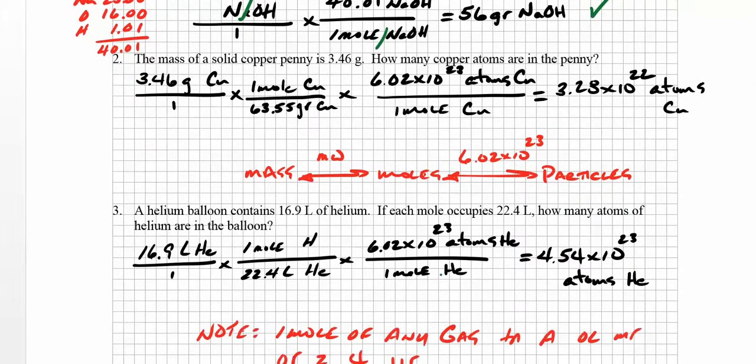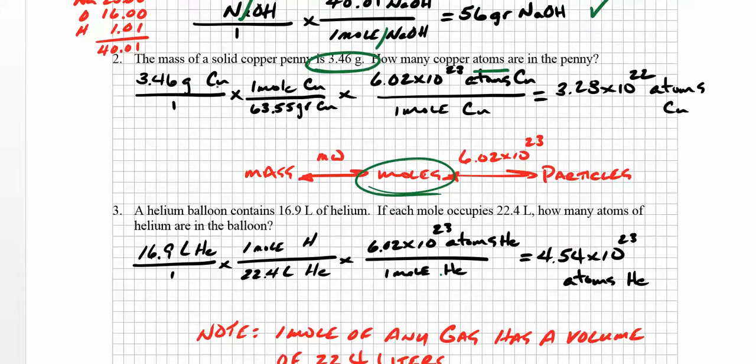It says the mass of a solid copper penny is 3.46 grams. So I'll circle that because that's the number that they're giving me, 3.46 grams. How many copper atoms are in the penny? So I'm looking for the number of particles in this case. So I'm going from mass to particles, but to do that I have to go through a moles intermediate. All right, let's take a look at how that's going to happen.